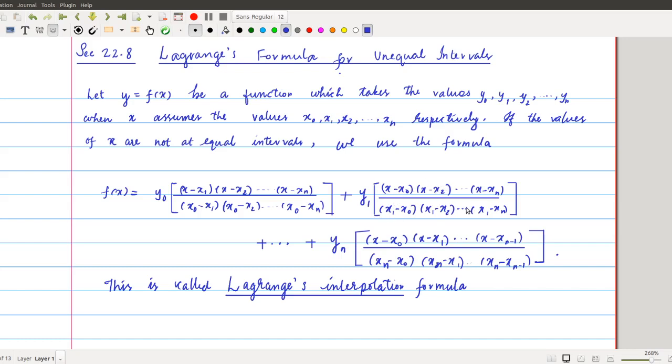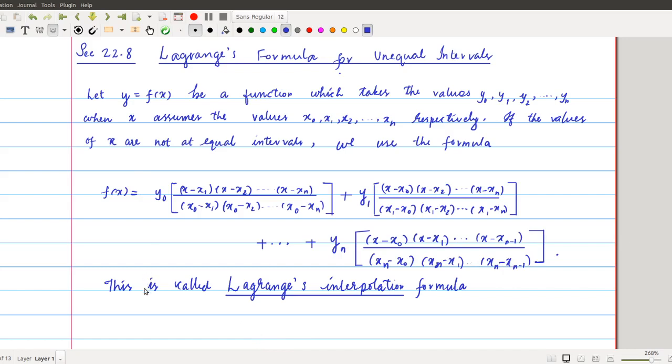The denominators are constant numbers because x1, x0, x2, etc. are given, and the only unknown is x in the numerator, plus etc., plus yn times this one. Here we avoid x minus xn in the numerator and xn minus xn in the denominator. So this is called Lagrange's interpolation formula.